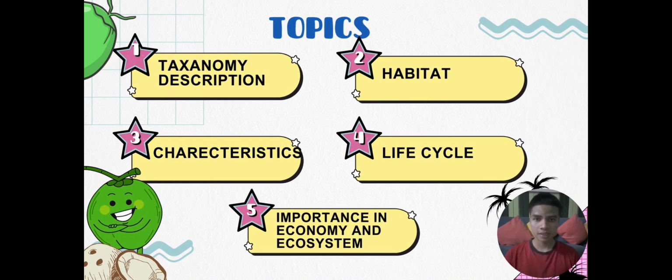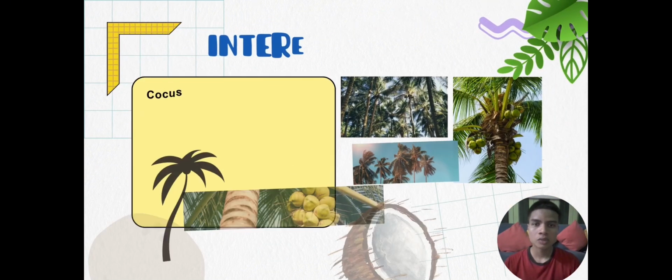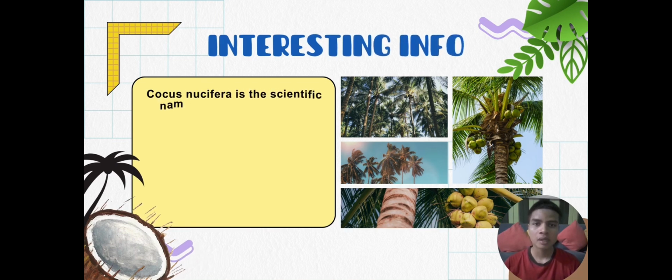So now I'm going to show you what topics we're going to discuss today. The first one is the taxonomy description of Cocos nucifera. The second one is the habitat of Cocos nucifera, the third one is the characteristics of Cocos nucifera, the fourth one is the life cycle of Cocos nucifera, and the last one is the importance in economy and ecosystem of Cocos nucifera. Before we jump into our points, let me tell you some interesting info about Cocos nucifera.